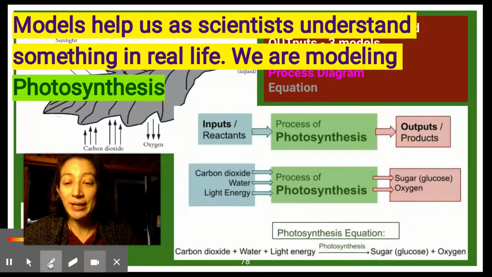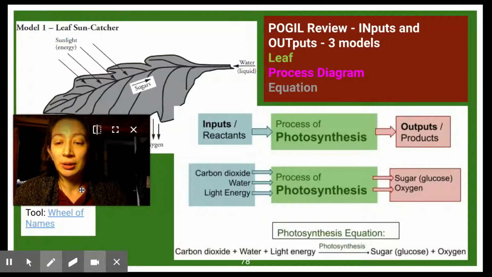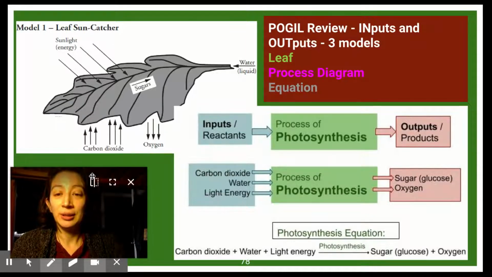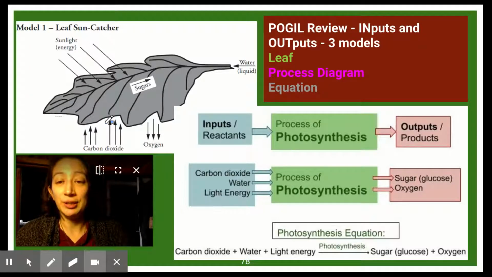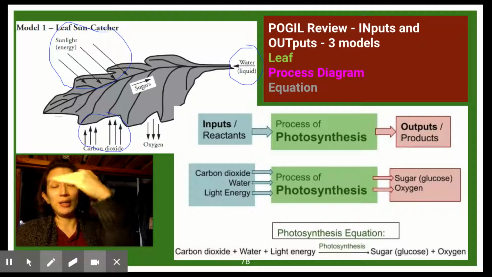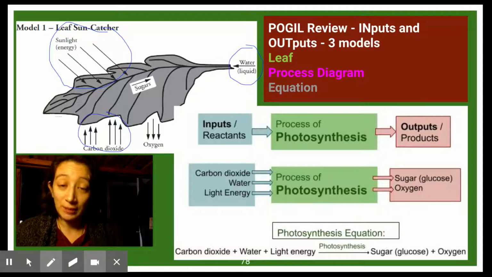So we had already gone through and circled in blue the inputs in photosynthesis. So I'm just going to circle them again. Inputs means going in. Remember, inputs. So sunlight energy goes into the leaf. Water comes into the leaf, going up the stem into the leaf from the ground. That's why we have to water our plants. Here are also the inputs.